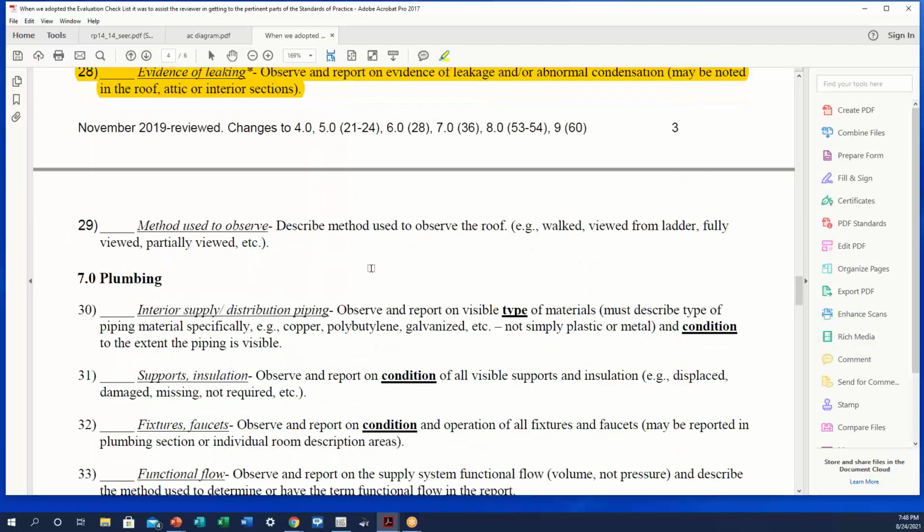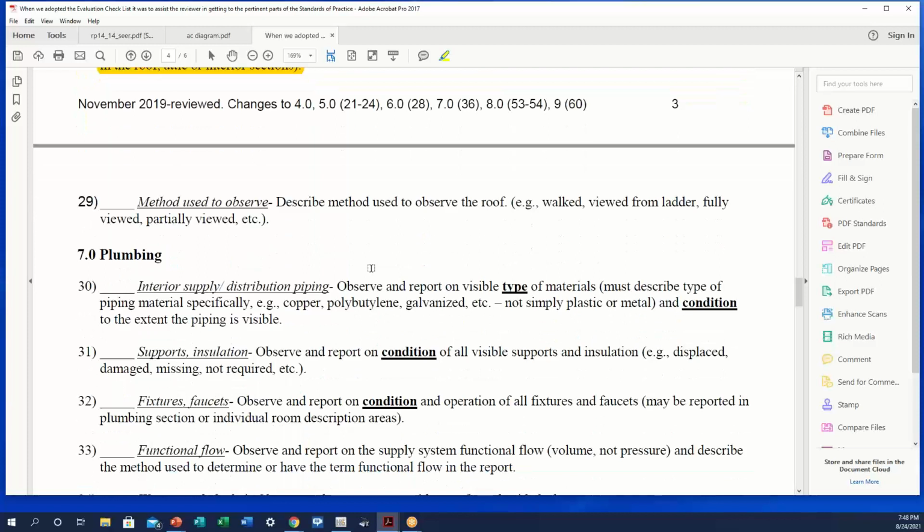Okay. Method to observe. How did you observe the roof? Walked. And they don't mean just put the word walked in your report. Did you get up on the roof and walk around? I walked all areas of the roof from one parapet to the other. There isn't anything I didn't see. No. I don't say that. Come on. I said we went on the roof and we inspected it for the conditions at this time, and here's what we saw. Viewed from the ladder. Well, okay, that means I saw nothing then.